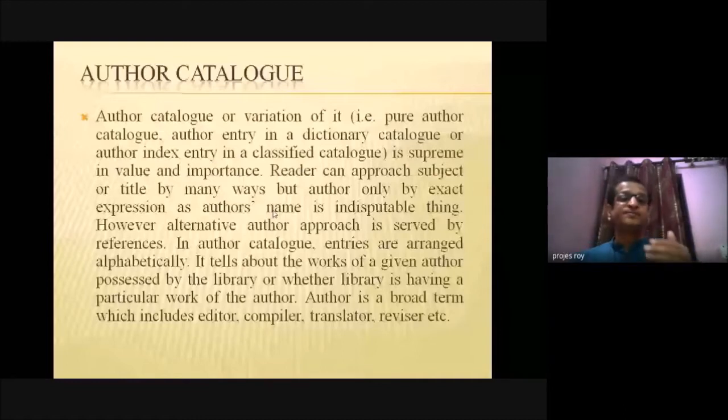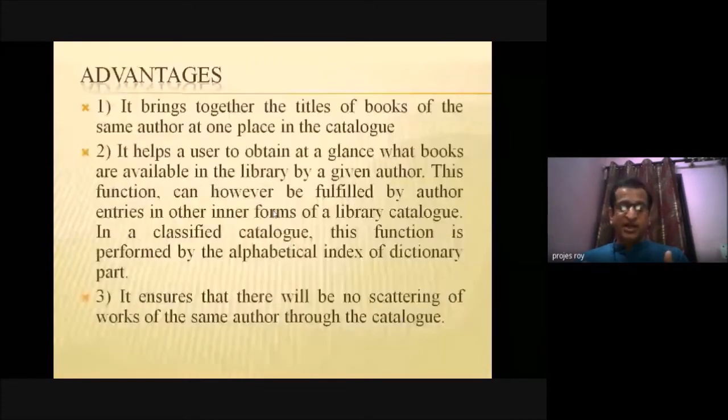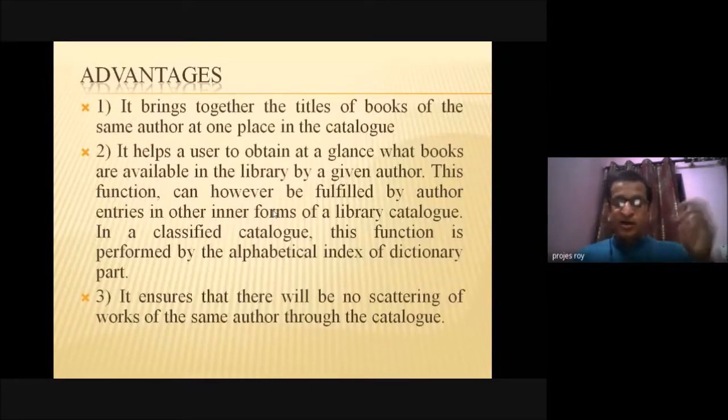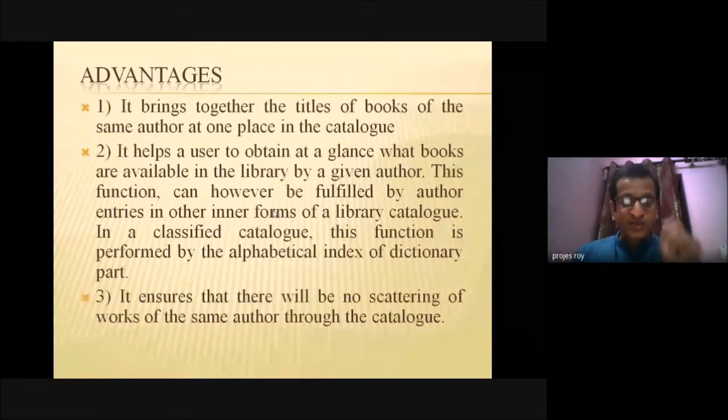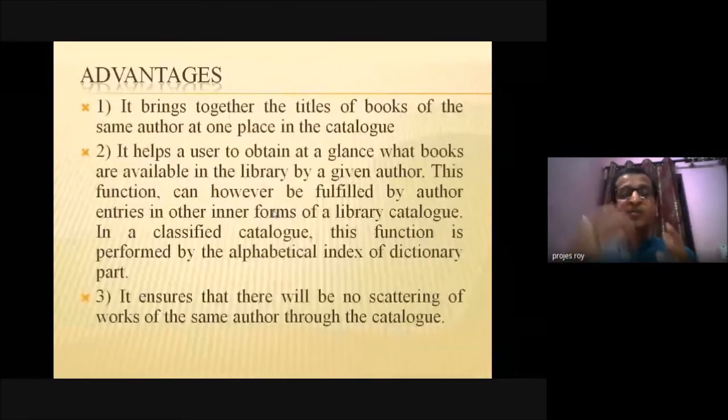But the advantage is that it brings together the titles of the books by the same author. Suppose I have written one book, or four books. So when Roy Prajesh is there, my four books will come in that particular direction. Suppose an author, Kumar Shailendra, has written 10 books, and his 10 books will be taken into account with the one card. So once you reach the card of Dr. Shailendra Kumar, you can find how many books he has written.